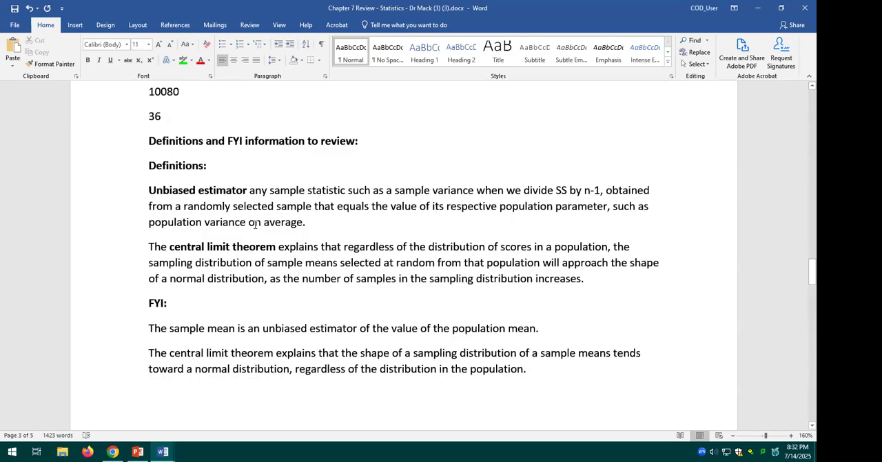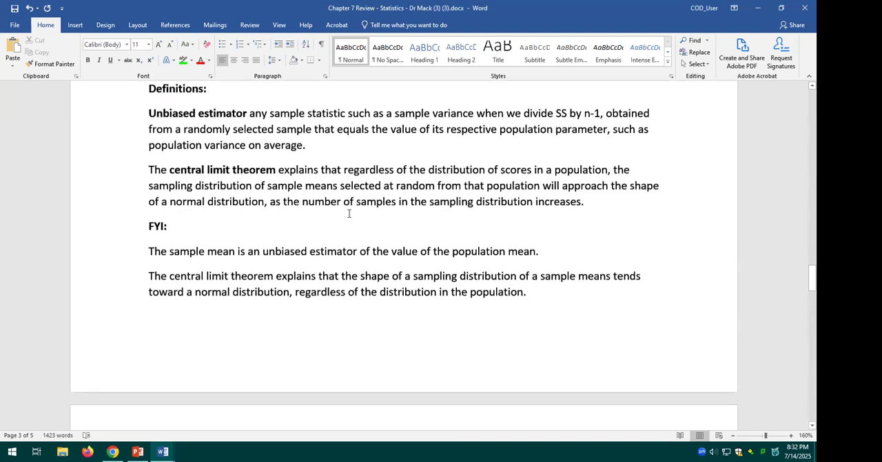Some definitions and FYI information to review. We have an unbiased estimator, which is any sample statistic, such as a variance, when we divide the sum of the squares, SS, divided by n-1. So SS, sum of the squares, would be your numerator, n-1 would be your denominator. That's obtained from a randomly selected sample that equals the value of its respective population parameter, such as population variance, on average. The central limit theorem explains that regardless of the distribution of scores in a population, the sampling distribution of sample means selected at random from that population will approach the shape of a normal distribution as the number of samples in the sampling distribution increases.